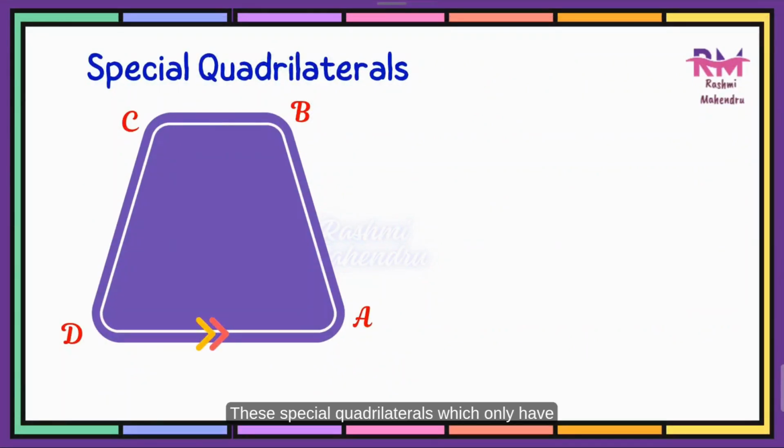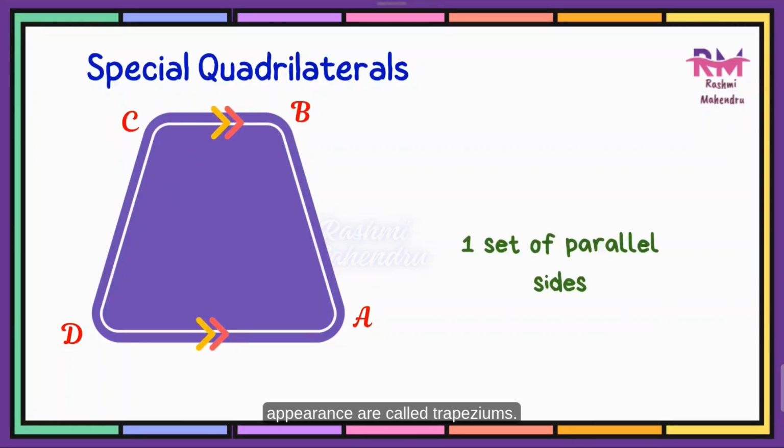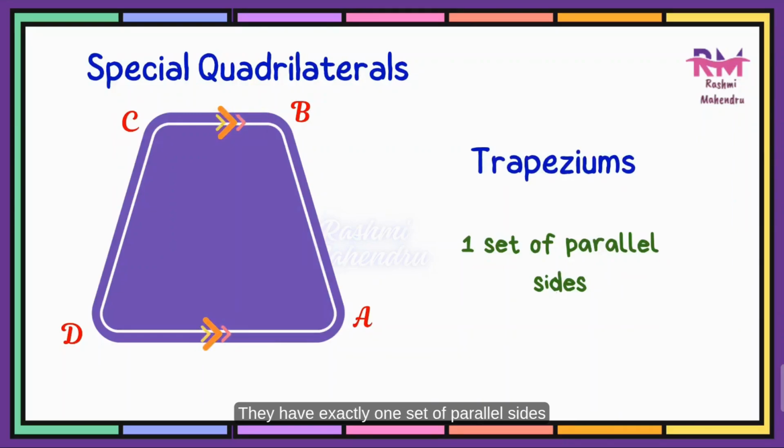These special quadrilaterals, which only have one set of parallel sides as marked by the arrows and the other two non-parallel sides which are quite evident from the appearance, are called trapeziums. They have exactly one set of parallel sides.